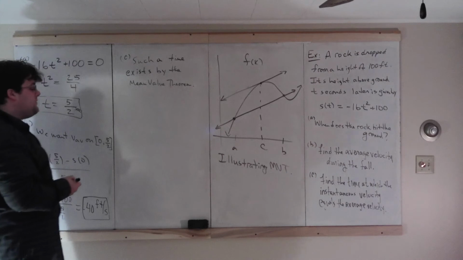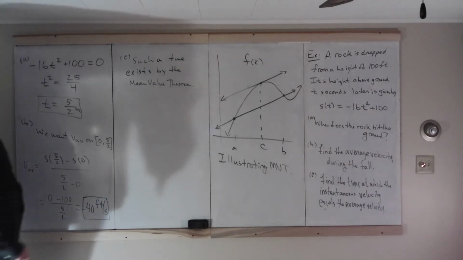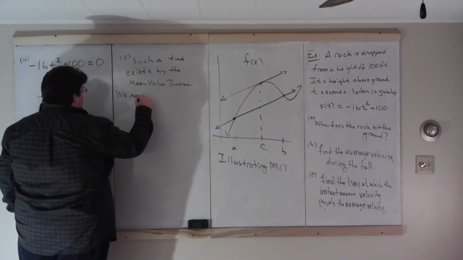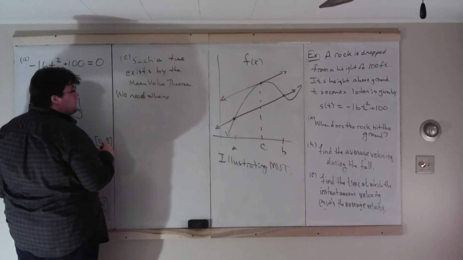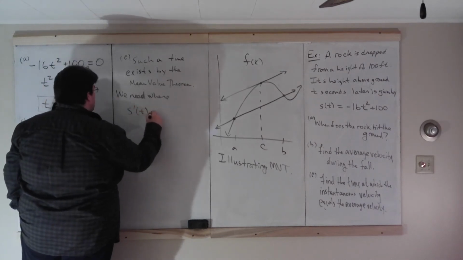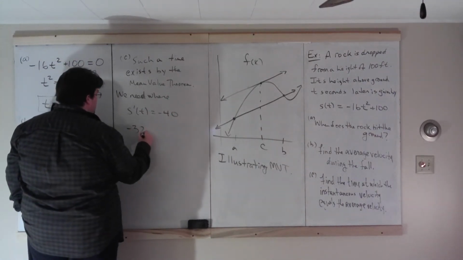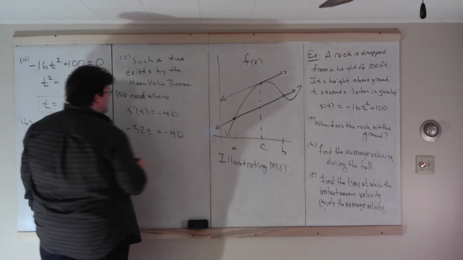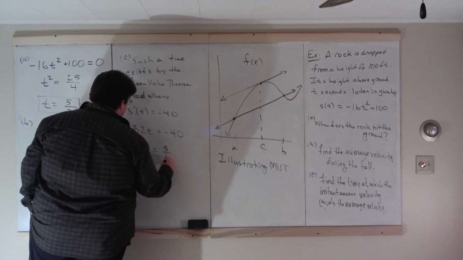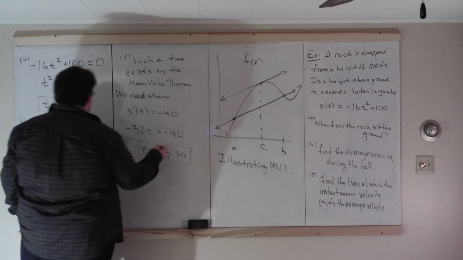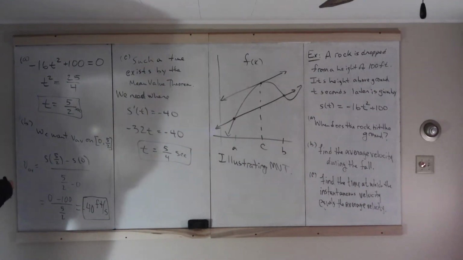So we have to find that value. Find the time at which the instantaneous velocity equals the average velocity. Here's the average velocity, negative 40. We need where s prime of t equals negative 40. So let's find s prime of t. We have negative 32t plus 0 equals negative 40. Solve for t. You get t equals 5/4 seconds. And in this situation, just a ball dropping, t equals 5/4 is exactly in the middle.